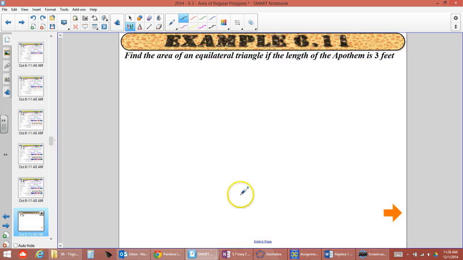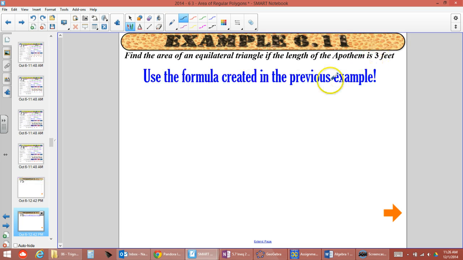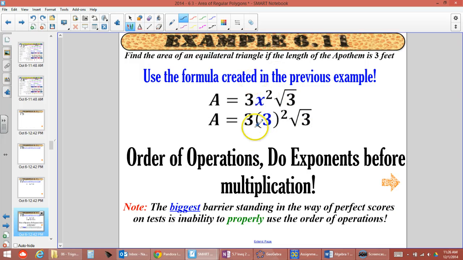So now all I need to know is the length of the apothem, and I can now find the area of the equilateral triangle. I use the formula we just created. Here, the area is equal to 3 times the apothem squared times root 3. So I just have to take my apothem length and plug it in. This one needs to be done in your notes. Example 6.11 needs to be done in your notes.